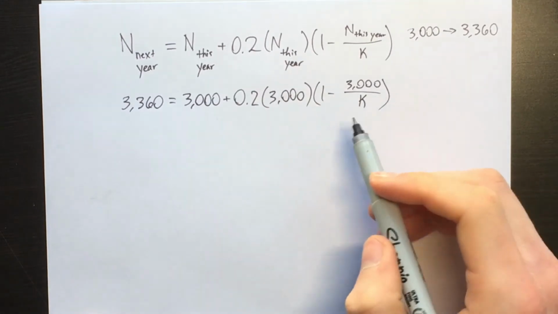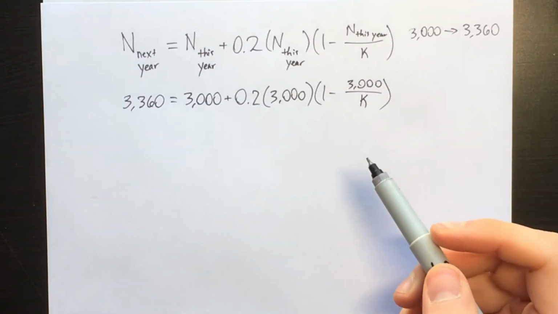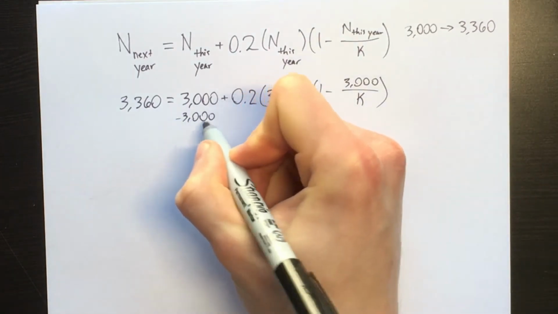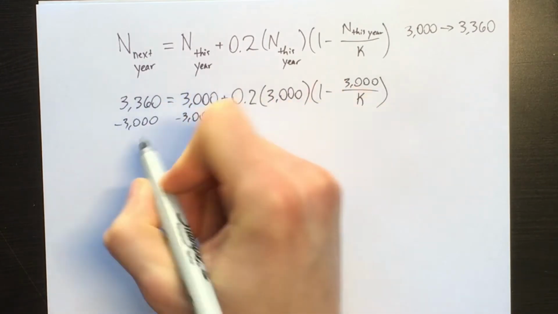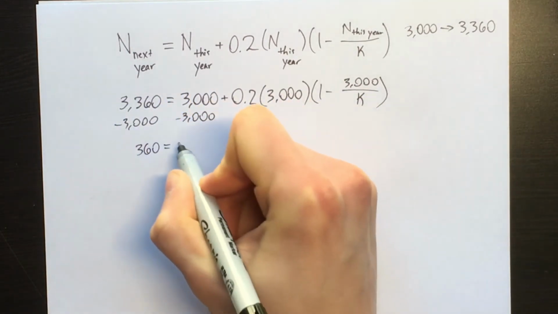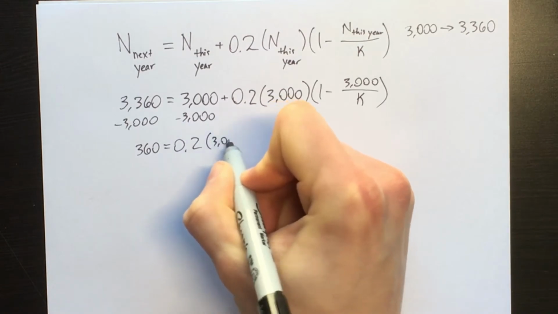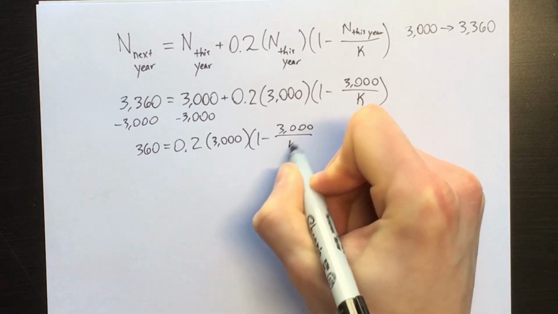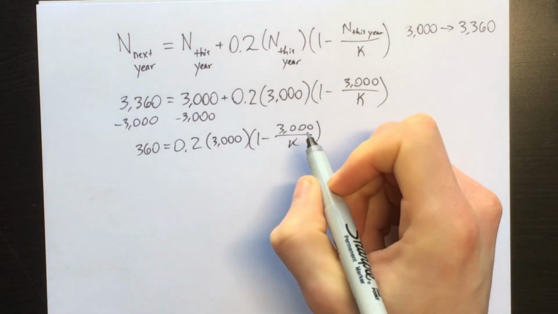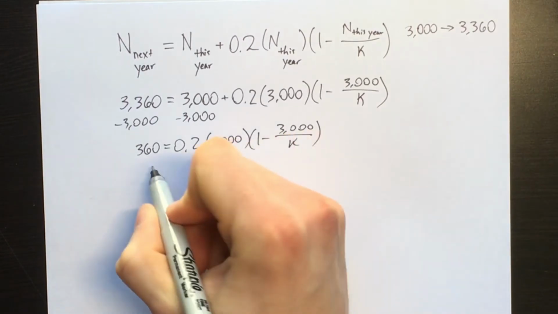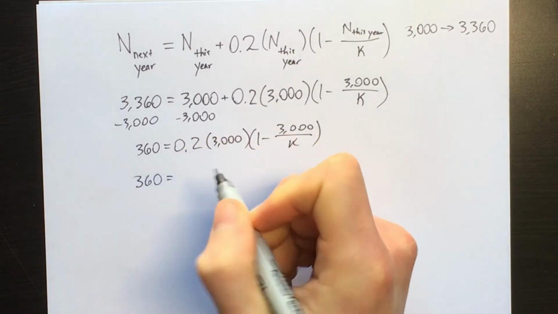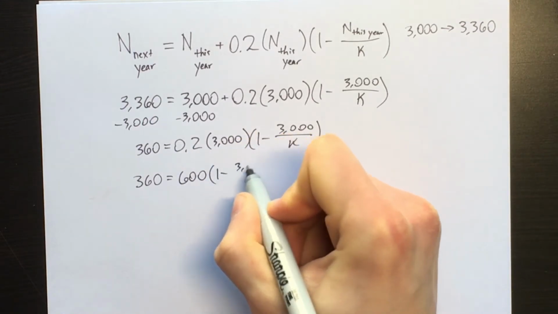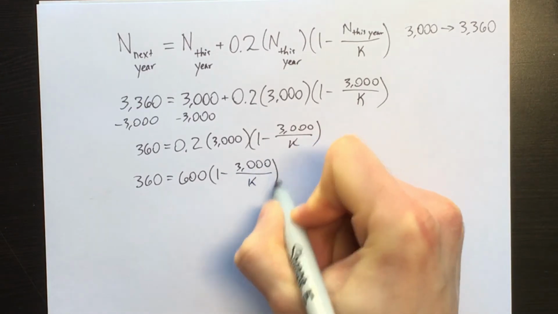So I think that the setting up was sort of the most conceptually difficult, because from here it's just regular algebraic solving, linear, right? So let's just start by subtracting 3,000 on both sides. So it's going to be 360 is equal to 0.2 times 3,000 times 1 minus 3,000 over k, right? Let's just go ahead and multiply these together. So 0.2 times 3,000, that's going to be 600. So that's 600 times 1 minus 3,000 over k.